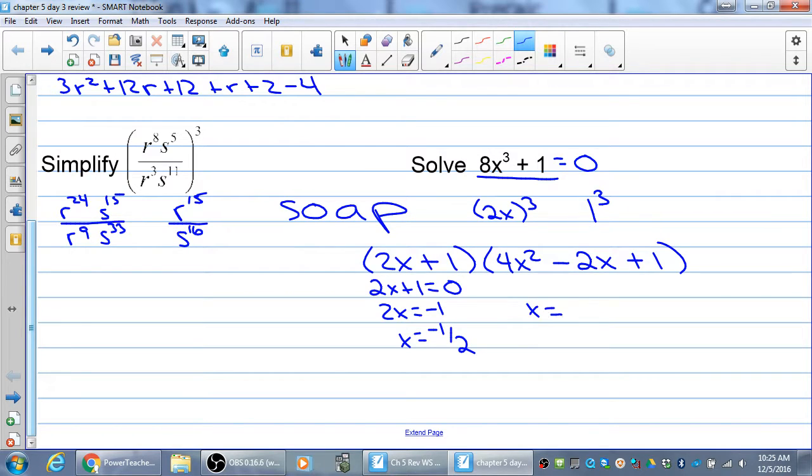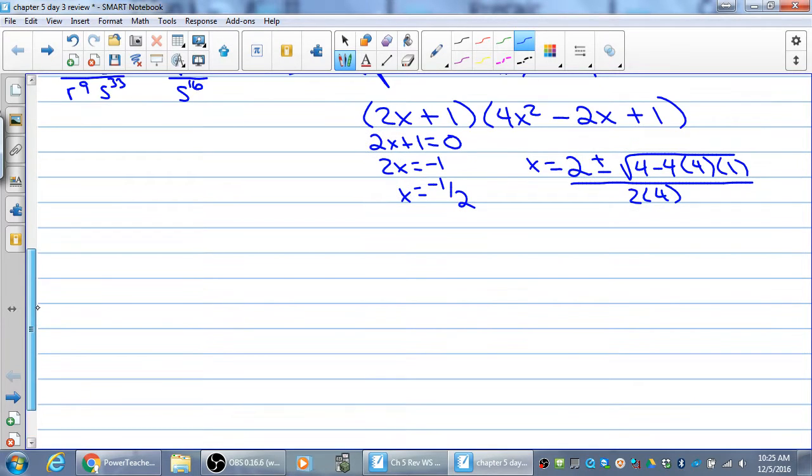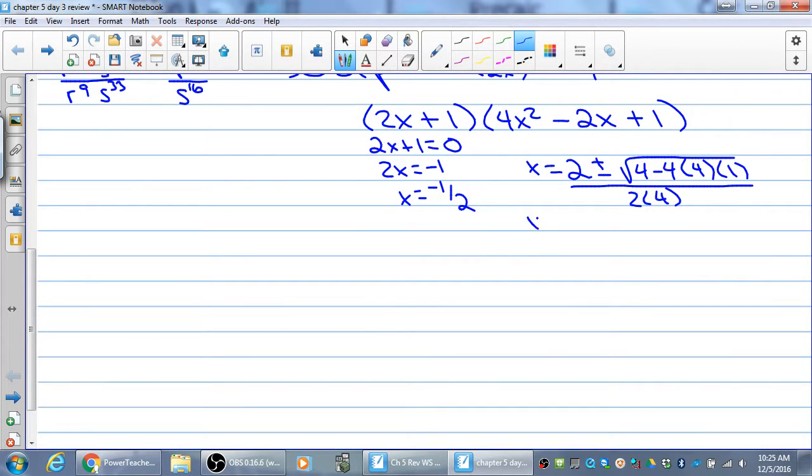So x is equal to 2 plus or minus square root b squared minus 4ac all over 2 times a. You must know the quadratic formula, and hopefully you've been using it enough that you just know it by now. I would hope anyway. 2 plus or minus 4 minus 16, that's negative 12.